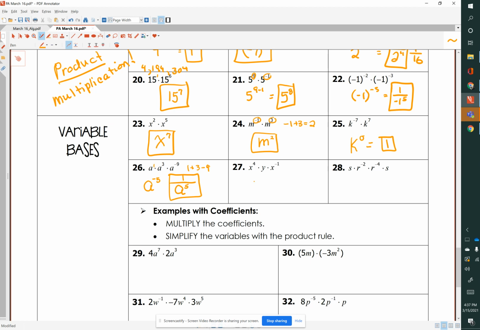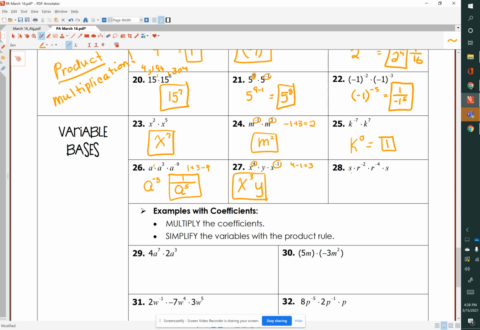Number 27, x to the 4th times y times x to the negative 1st power. Well, we've got to keep the x terms separate from the y terms. So we have 4 minus 1, which equals 3. That's on our x term, and our y just has an invisible 1, and we don't write that. So that's our final answer.